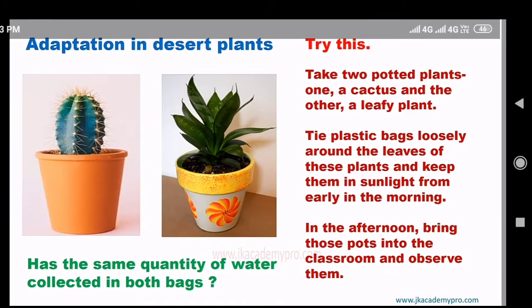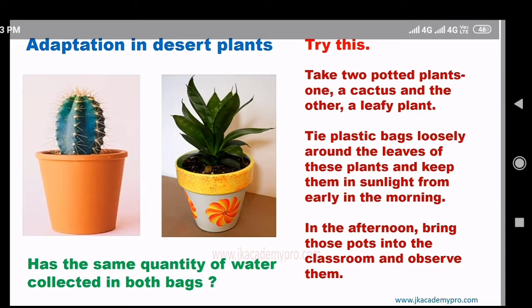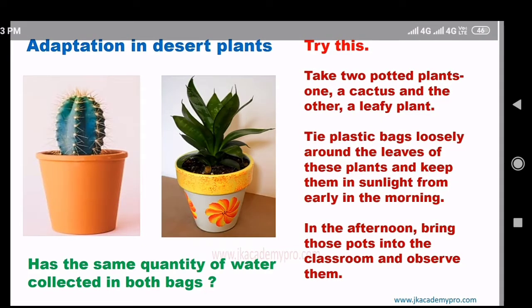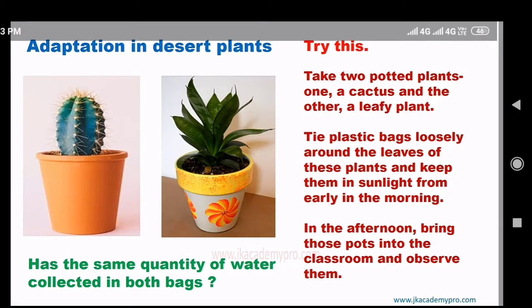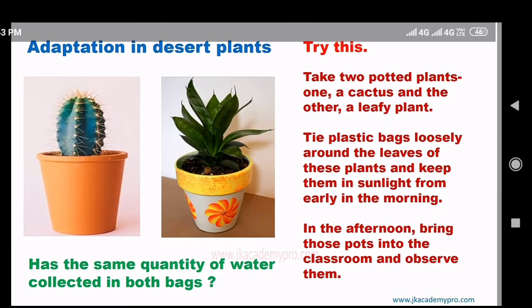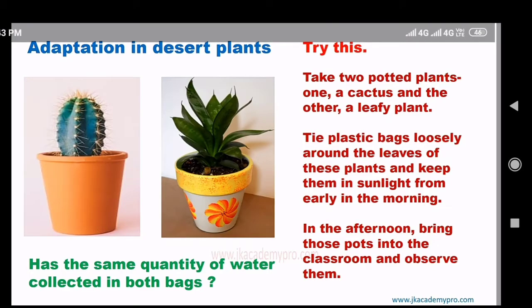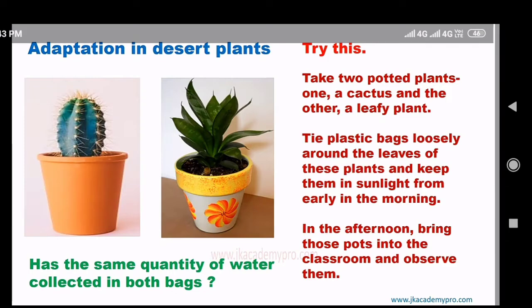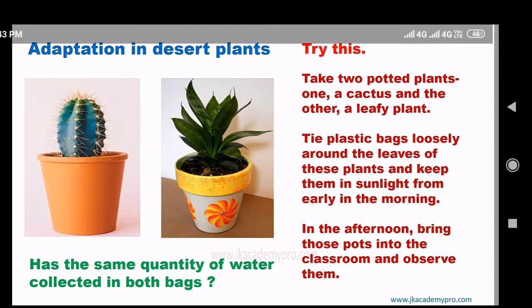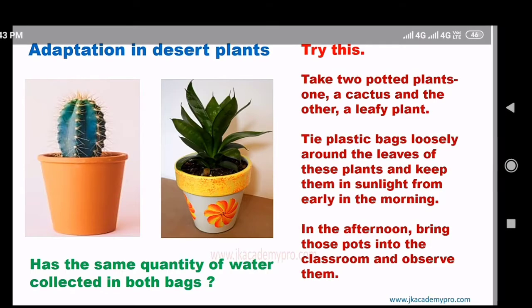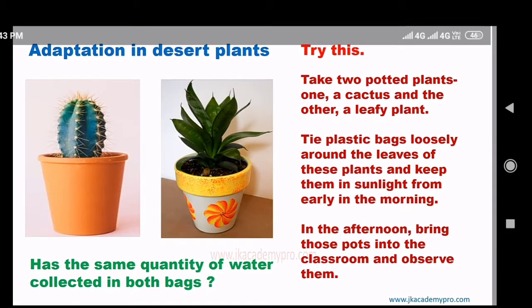Now tie plastic bags loosely around the leaves of these plants. What you have to do? You have to tie plastic bags loosely around the leaves of these plants. Which plants? One is cactus and the other is leafy plant. And keep them in sunlight in the early morning.